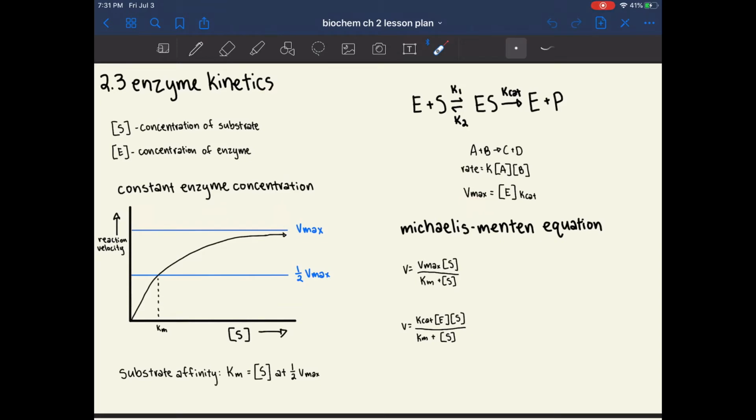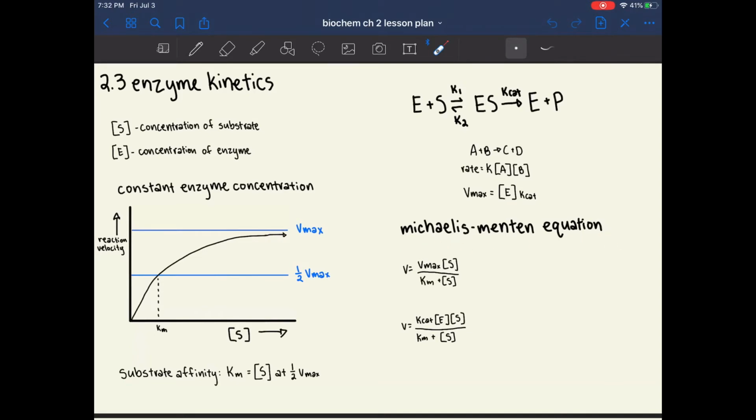So if we wanted to write Vmax for this enzymatic reaction, it would be something similar, where kcat is your rate constant, and we only multiply it by the concentration of your enzyme, because at Vmax, the concentration of your substrate is maximum. So Vmax does not depend on the concentration of your substrate.